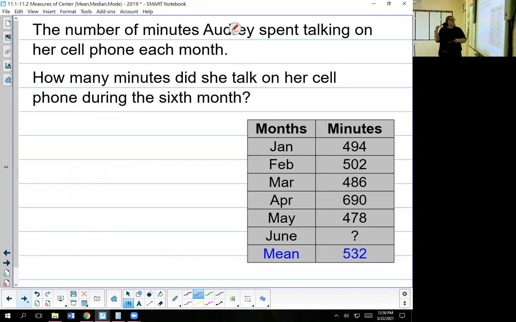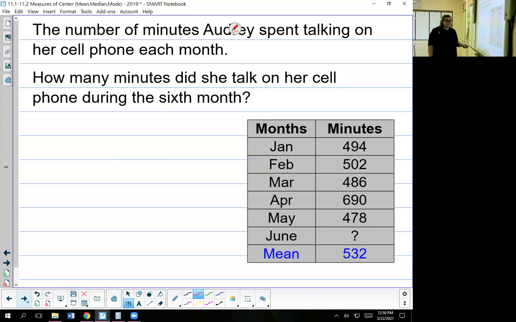So if you're in pre-alg, or if you're in my advanced class, these questions you are expected to do. If you're not, this is more of a challenge question. This is not something you'll be assessed on if you're in my regular class. Okay, so for advanced, the number of minutes Aubrey spent talking on her cell phone. How many minutes did she talk on her cell phone during the 6 months?